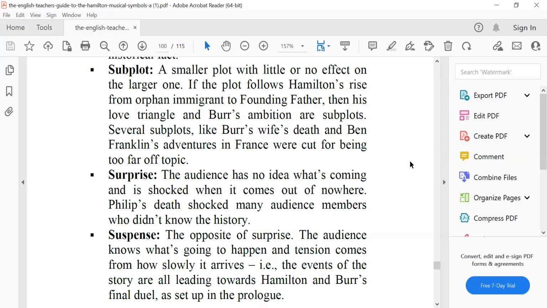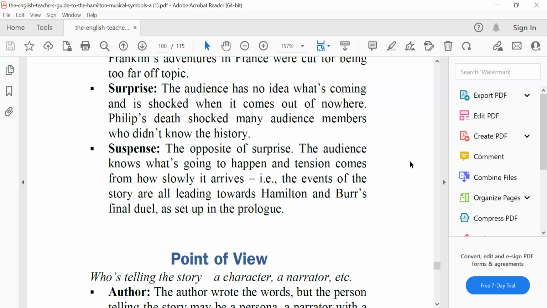Subplot, a little plot that doesn't really affect the big one. Like some subplots like Burr's wife's death and Ben Franklin's adventures in France get cut because they don't fit the big story so much. Surprise, when something startling happens.